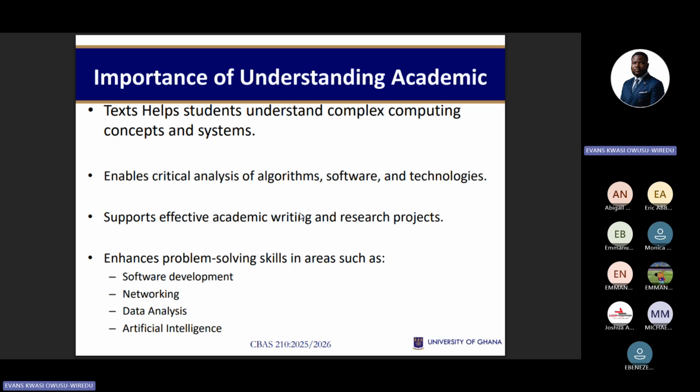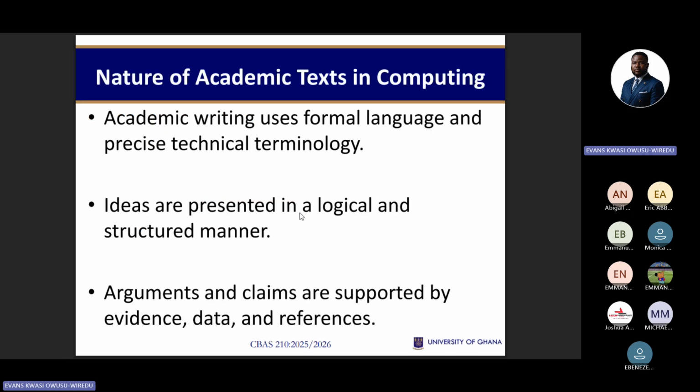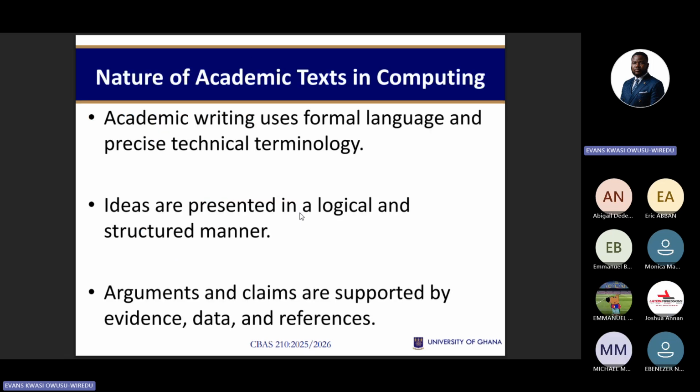The text, the documents available, the journals, the textbooks, the conference papers, technical reports. These are the types of academic texts, so please keep them. Journal articles, conference papers, technical reports, textbooks, and so on and so forth. They are all academic texts. Thesis and so on and so forth.